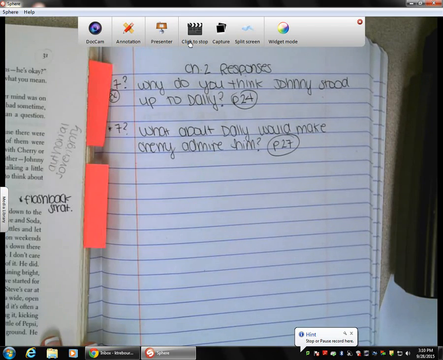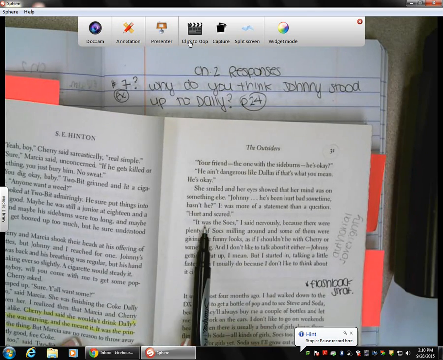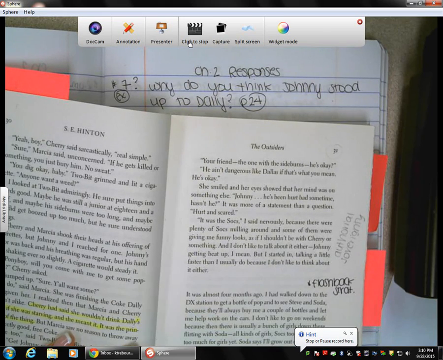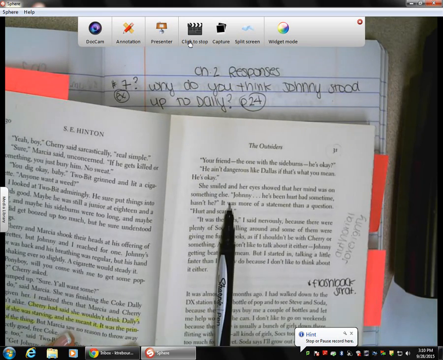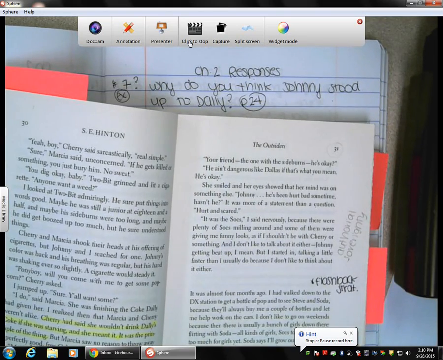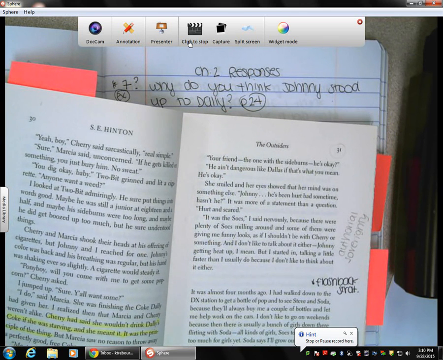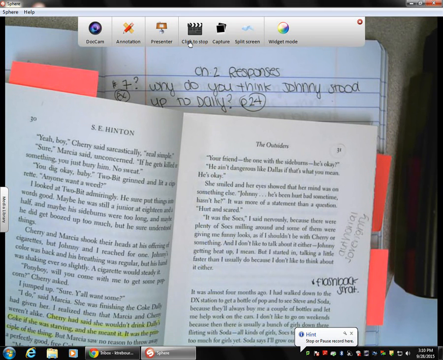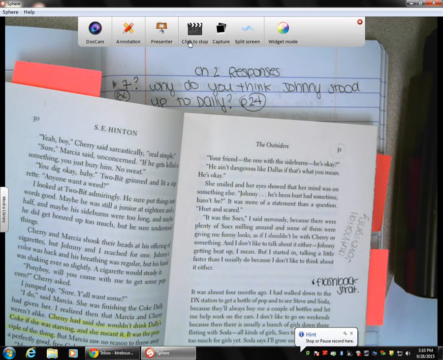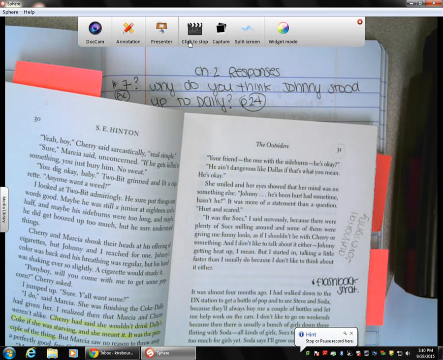And we see right here in the paragraph where Ponyboy and Cherry are talking. And we start with Cherry actually. She smiled and her eyes showed that her mind was on something else. "Johnny, he's been hurt bad sometime, hasn't he?" It was more of a statement than a question, hurt and scared. "It was the Socs," I said nervously, because there were plenty of Socs milling around and some of them were giving me funny looks, as if I shouldn't be with Cherry or something. I don't like to talk about it either, Johnny getting beat up I mean, but I started in, talking a little faster than I usually do, because I don't like to talk about it either, to think about it either.